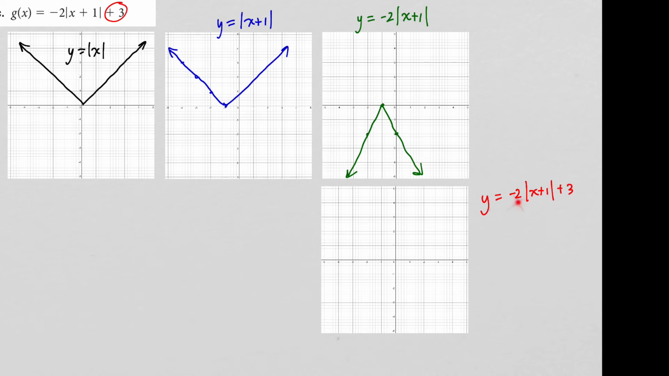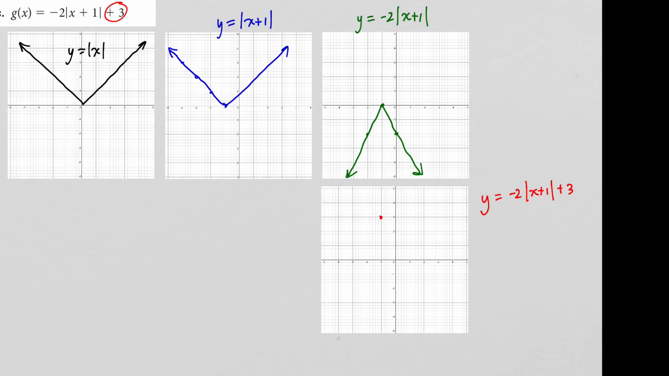Well, we already know what this graph looks like. That's this graph here. Now when I add 3, that's just going to move this graph up 3 units. So every point on this graph gets shifted up 3 units. So the point here at -1, 0 gets shifted up to -1, +3.